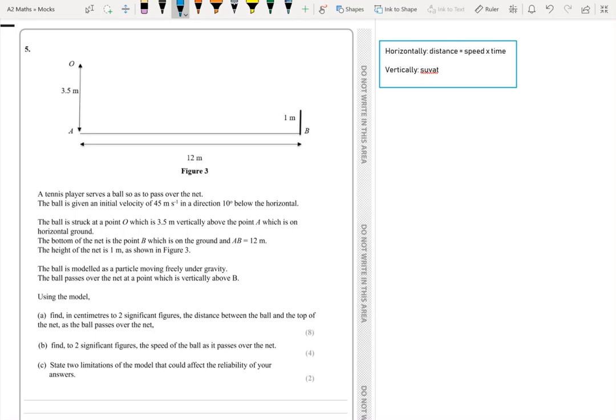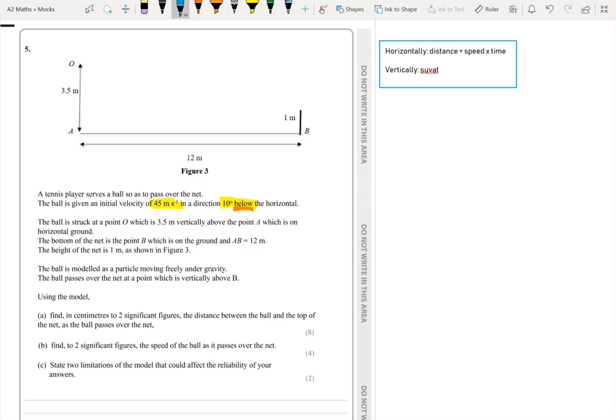This question's very clearly a projectiles one. We've got a tennis player hitting a ball, aiming for a net over near position B. We've got an initial velocity of 45 meters per second, and that's in a direction 10 degrees below the horizontal. Below is quite annoying. It's not so often that we get those questions, but it's something to watch out for.